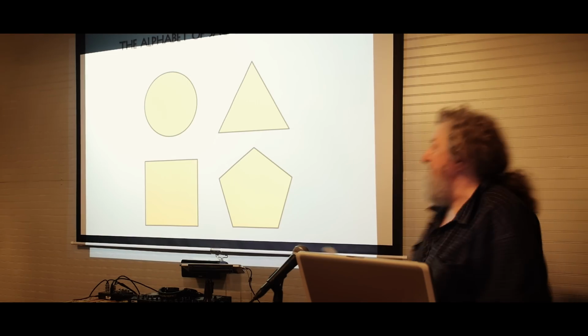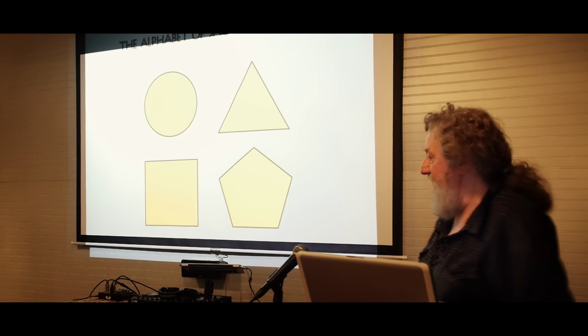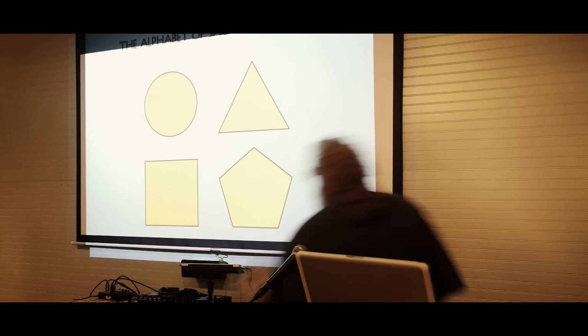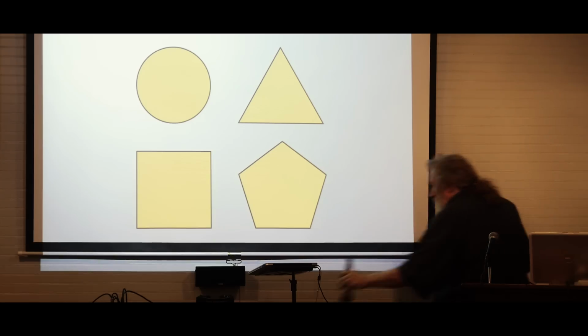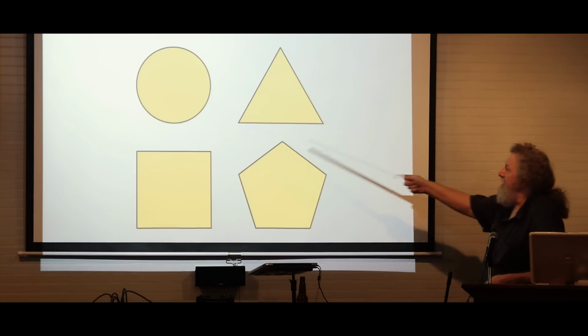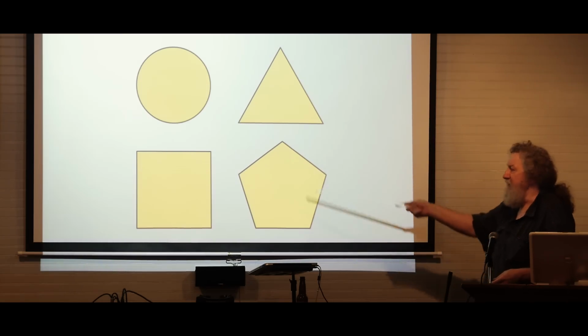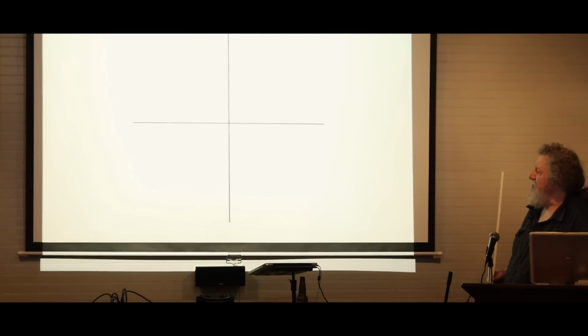So there's the basic shapes, the simplest version of the alphabet of sacred geometry right there. A circle, equilateral triangle, a square, and a pentagon. And you'll notice the idea that the regular polygons, because all the sides of each one are the same length, right?